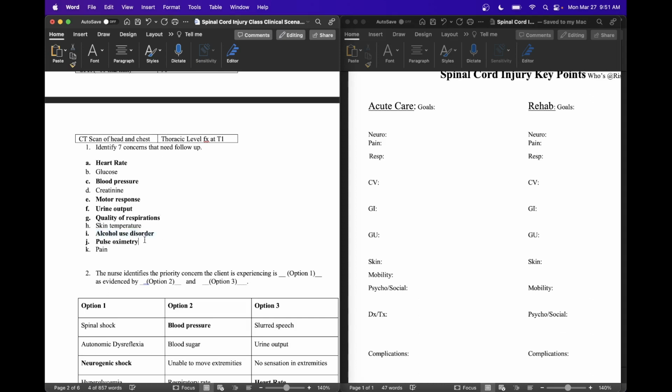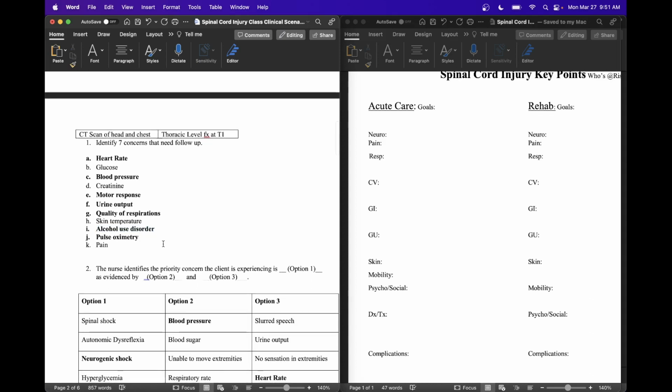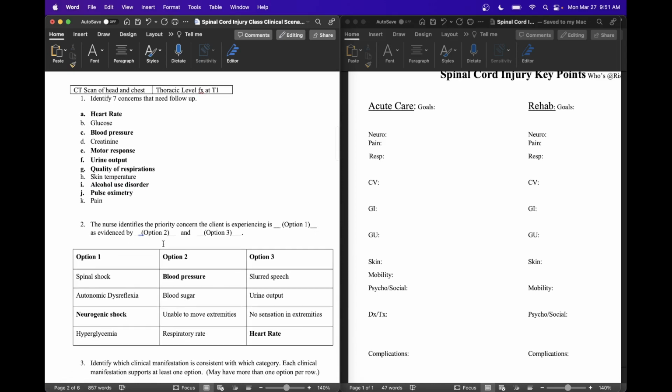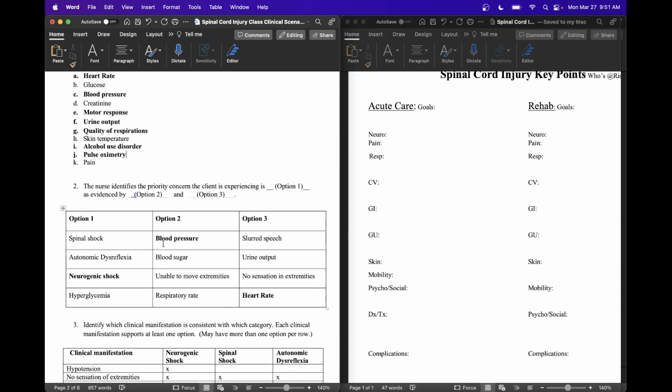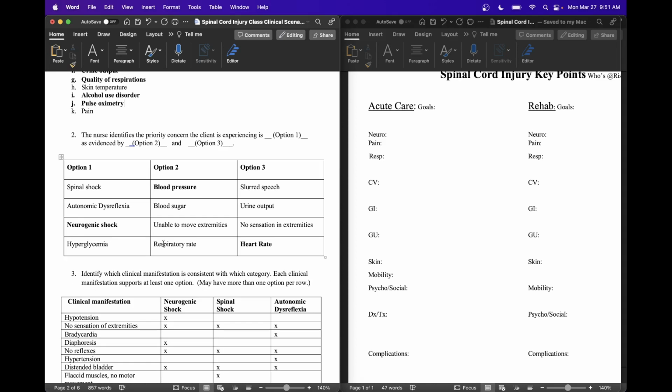Pulse ox, let's stay focused. What about the pulse ox? He's on 4 liters. He's at 92%. So he definitely needs more oxygen, right? But his respirations are shallow, so that's a concern too. And how about the pain? He doesn't have any. Is that a concern? Yes. Yeah, it's a concern.